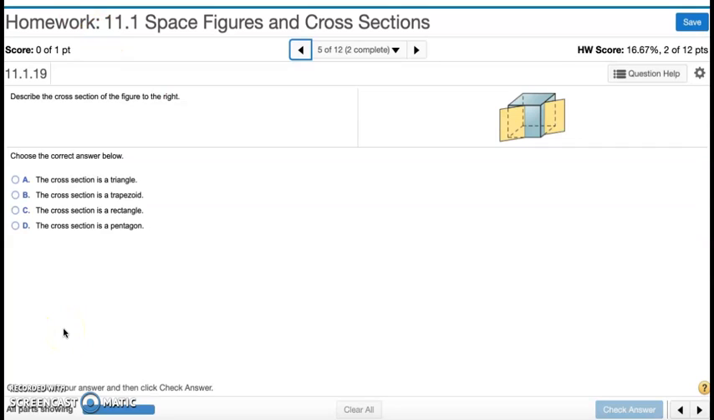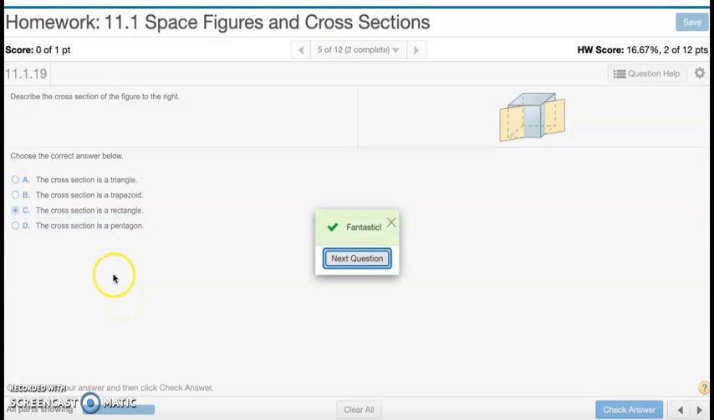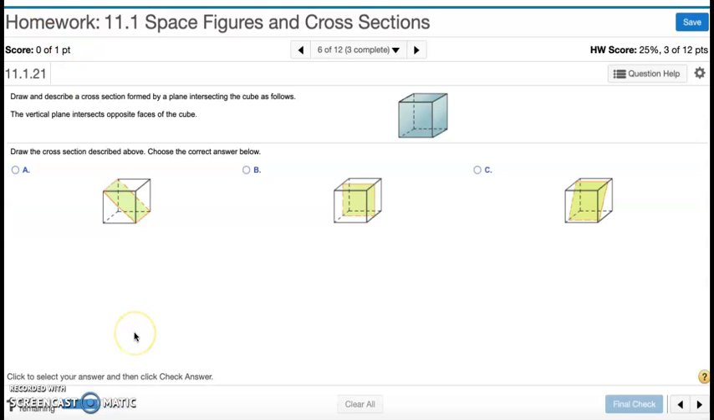Going to number 5. Describe the cross-section of the figure to the right. So if you were cutting this piece off, what cross-section would be there is a rectangle. And that's number 5. Number 6.